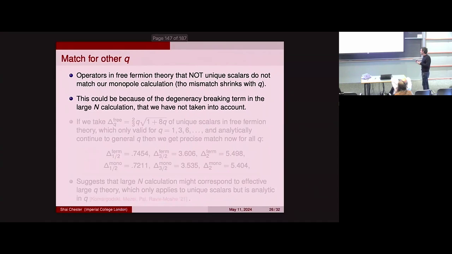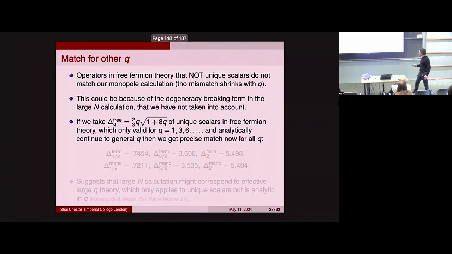One thing that might explain this is that the large flavor expansion that we used assumed a certain saddle point that we expanded around. Perhaps that saddle point only makes sense for monopoles that are unique scalars, and maybe if your monopole is spinning, you just need a different saddle point, and so maybe our calculation is just invalid for such operators. So that's one possibility. But there's something intriguing that we observed: let's take the answer on the free fermion side for the unique scalar operators.